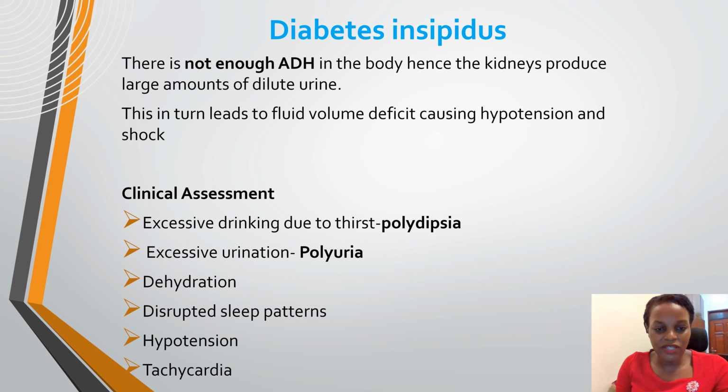They'll present with dehydration because they're passing out literally every fluid that they have in their body. They have disrupted sleep patterns because all the time they have to wake up and use the loo. Hypotension, and then tachycardia, because if the fluid in the body is reduced, the vascular system is compromised. So the heart is working hard so that it can pump the necessary oxygen and nutrients to the extremities. So you end up with increased heart rate.